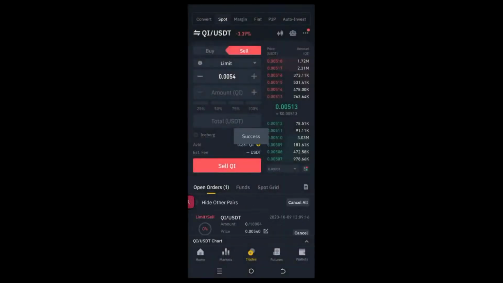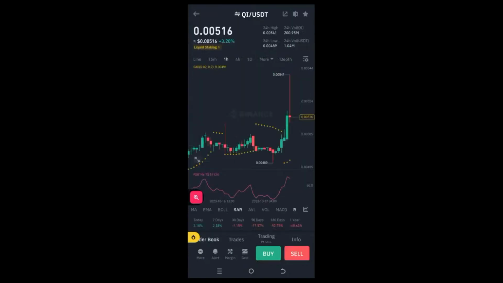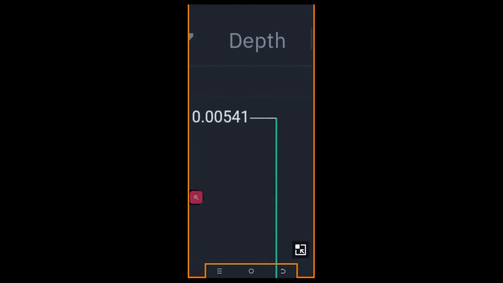Okay, so here it is. We're currently in the queue. Let's wait for it and see how long this is going to take. And I'll be back to give you the results. Take care. Wow! Can you see how QIUSDT ran all the way to 0.0541?